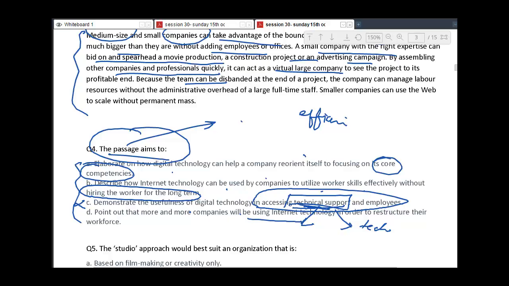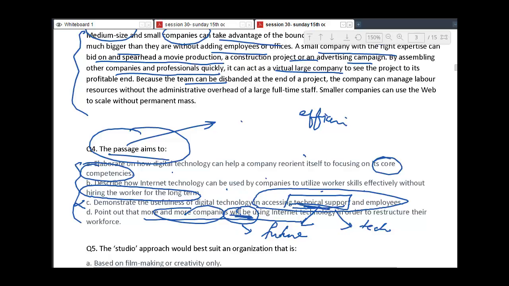But is he saying that more and more companies would be using? The author says that the focus is not that more and more companies would be using. In fact, the author is saying that it has many benefits. And if you say more and more companies will be using, the author does not have a future tense in his mind. There is no future prediction going on in the passage. So the whole idea of marking will be is basically incorrect. Are you getting my point?